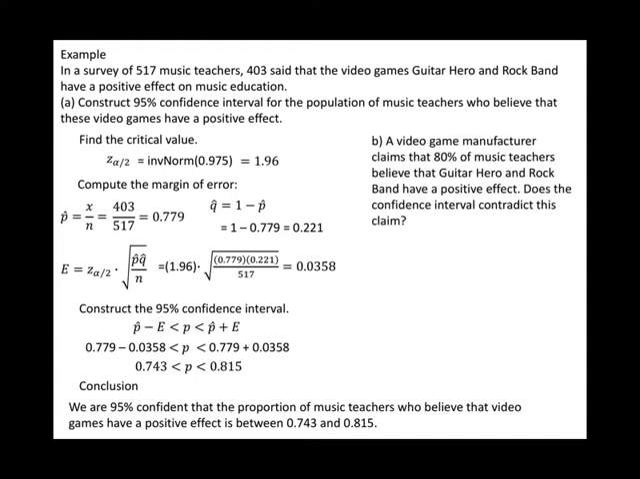Okay, B. A video game manufacturer claims that 80% of the music teachers believe that Guitar Hero and Rock Band have a positive effect. Does the confidence interval contradict this claim? So think about it, they're using 80% of the music teachers. Right now, your confidence interval here is 0.743 to 0.815.